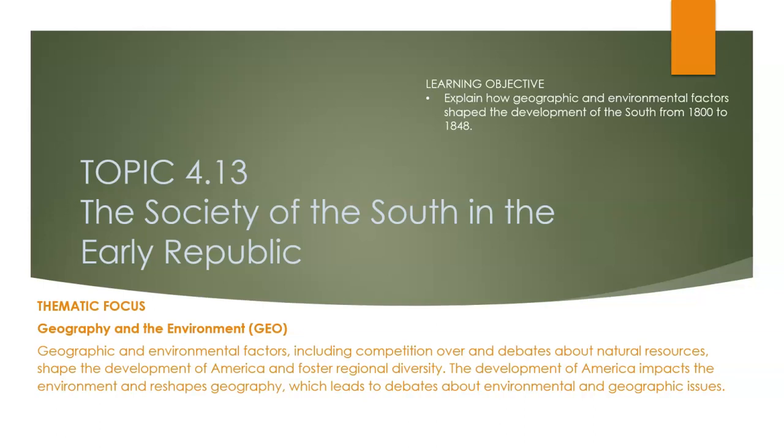In this final video for the unit, we will be looking at topic 4.13, the Society of the South in the Early Republic, looking at the geographic and environmental factors that set this region apart from the rest of the U.S., and how this region impacted the U.S. both economically and politically. So let's get started.